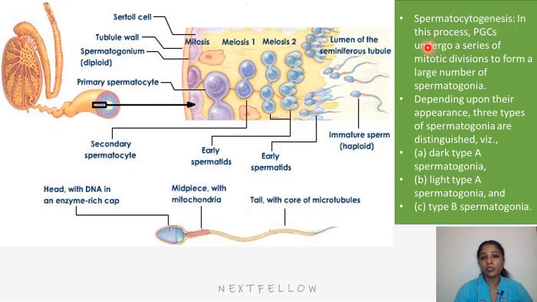Spermatocytogenesis is the process where the primary germ cells undergo a series of mitotic divisions to form a large number of spermatogonia, and depending upon their appearance there are 3 types of spermatogonia. Remember, dark type A spermatogonia and light type A spermatogonia. We said the light one is active in mitosis, the dark one is inactive in mitosis. This type A will again divide into dark and light type B spermatogonia. In this also the light type B are more active in mitosis, which further derive to form primary spermatocyte.